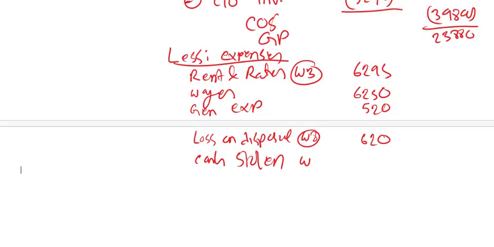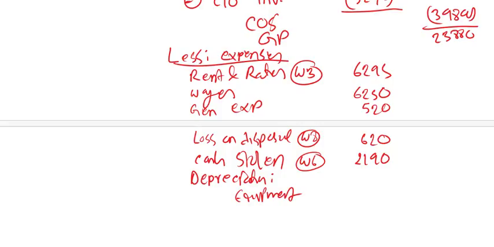And we have cash stolen, and that's working number 7, I believe. Working 6. The cash stolen figure is 2190. Then we have loss on vehicle. I have taken a couple of depreciation, I believe. Depreciation of equipment, that's working fine, I think. And that's 745.